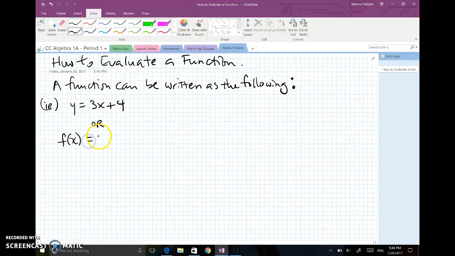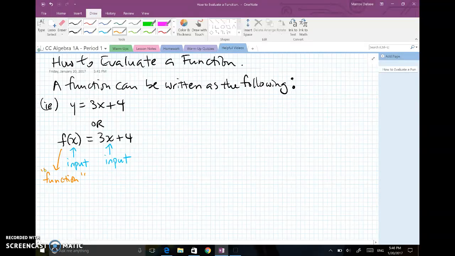Now, when you write it as f of x equals 3x plus 4, you're not saying anything different. You are just changing the way it looks. And the reason this might be good to do is because, number one, it is a function, which means that you have an input and an output. So this right here represents the input, as does this over here. Now, the letter f itself, well, that represents the word function.